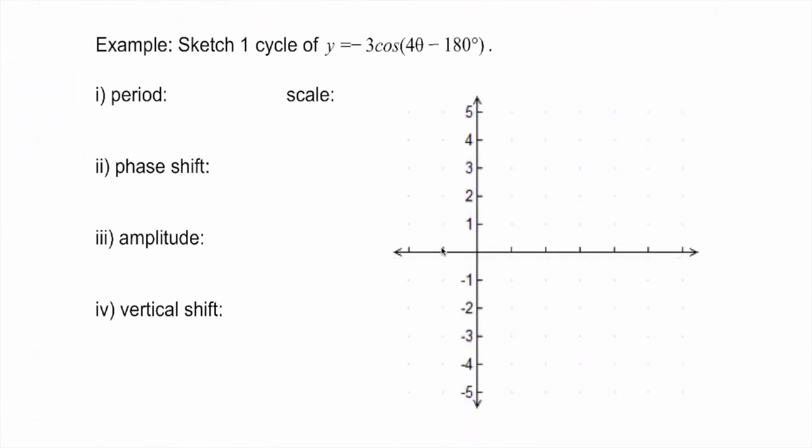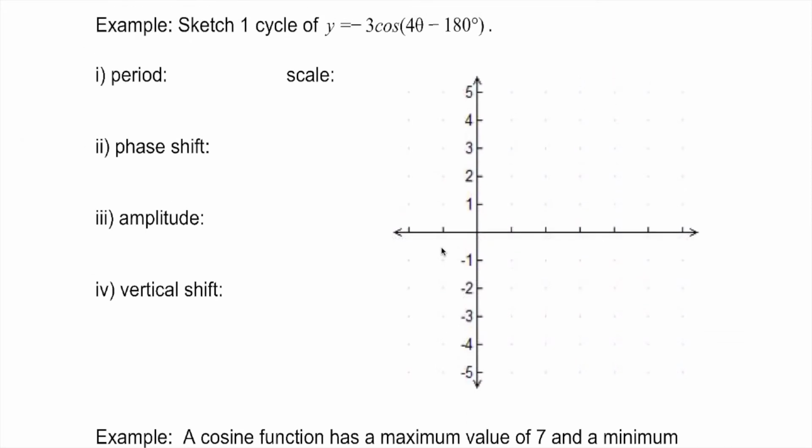So one last example here in terms of an equation. Again, we have a k value. So this equation is the same thing as y is equal to -3. Oops, let me try that again. Y is equal to -3 cos, factor out the 4.